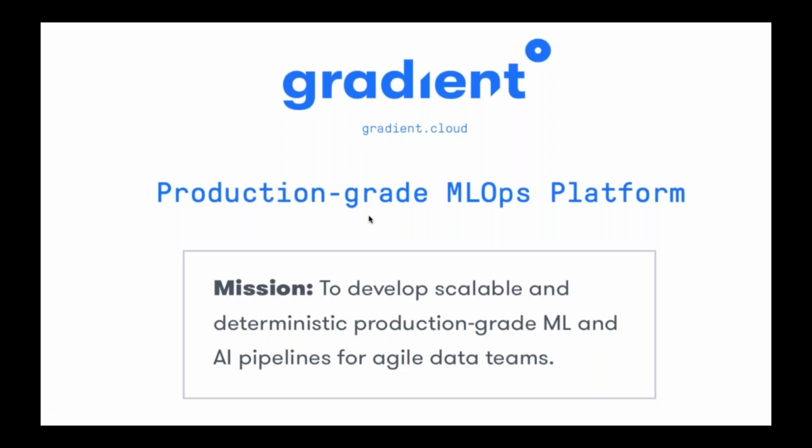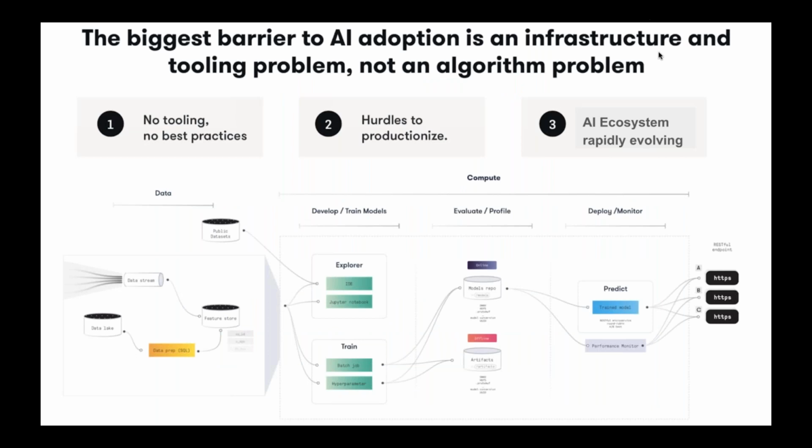So I'm going to jump ahead and try not to cover any of the same content here, but really at Paperspace, we view the biggest barrier to AI adoption and a really fast velocity for machine learning engineers as constructing production grade machine learning pipelines and systems. It's not necessarily about the algorithms, it's all about the infrastructure and tooling that surrounds that. There's oftentimes not a lot of best practices, people are building it out themselves. There's a really high barrier to productionalize these systems.